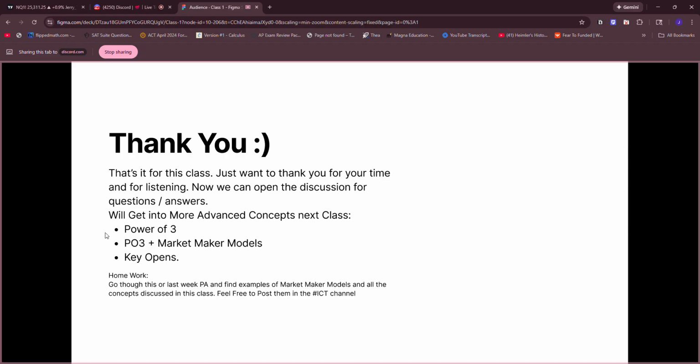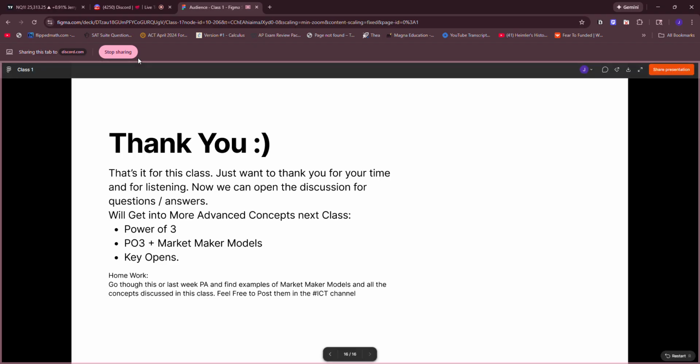Next week we will get into more advanced concepts: power of three with market maker models and key opens. This is the bulk of my model, which we will discuss probably on Friday. But yeah, that's basically the whole slides, and then we're going to go through today and see how this worked, so you guys can actually understand how this goes into the actual charts.